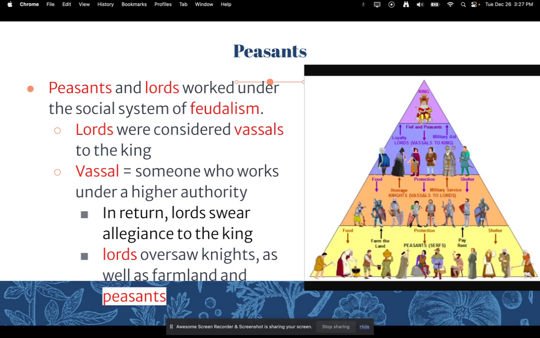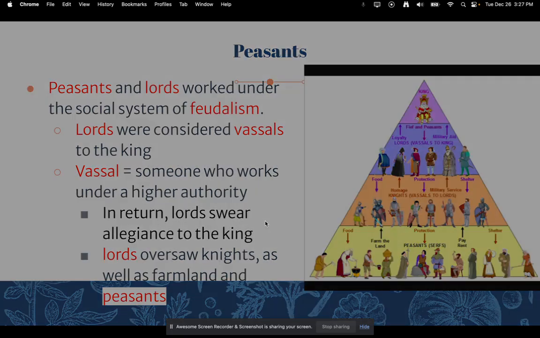Okay, so you can see here that up above is the king, then after that is the lords. The king looks after the lords, the lords look after the knights, and the knights look after kind of the peasants, but so do the lords. So it's a little flop there, but anyway.